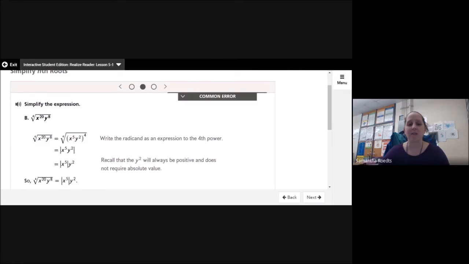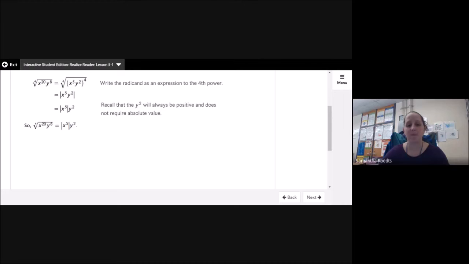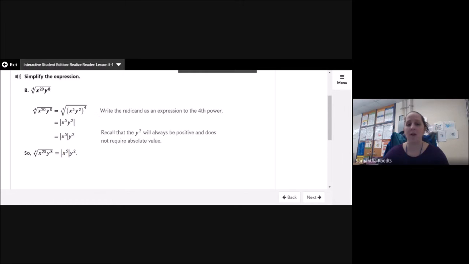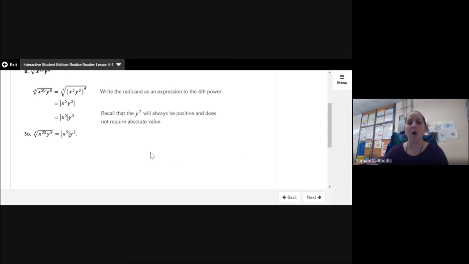So the absolute value of x to the 5th y squared, because this is going to be a positive number anyway. Okay, so to recall, the y squared will always be positive and does not require the absolute value, but the x to the 5th could be negative. Like if you had negative 2 to the 5th, it would give you a negative 32. So you want to make sure that those absolute values are there for odd powers.